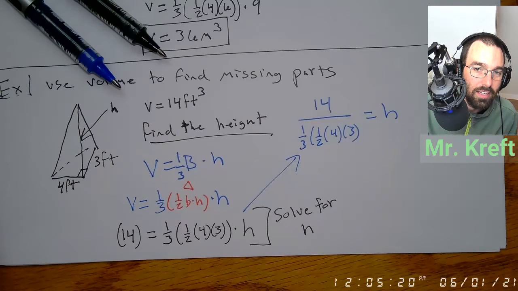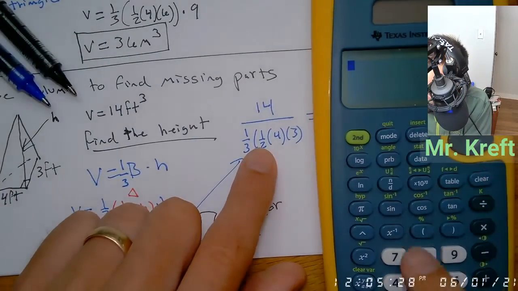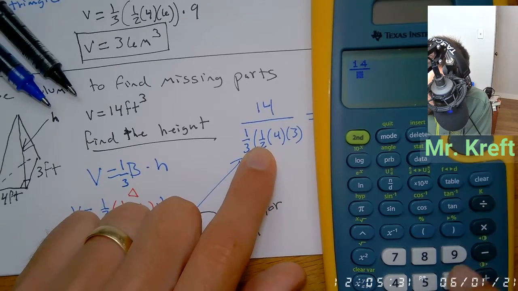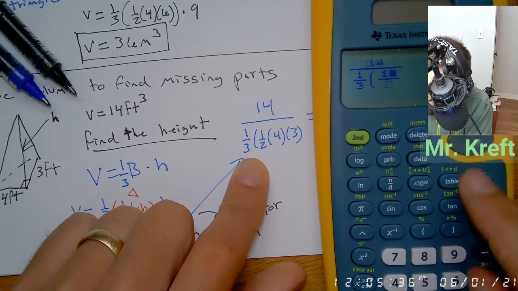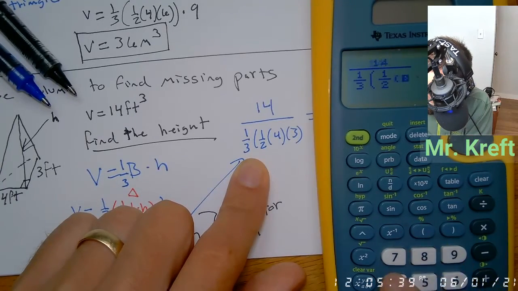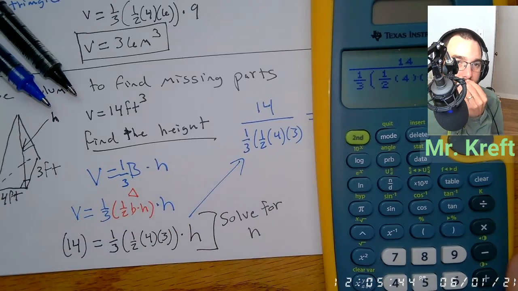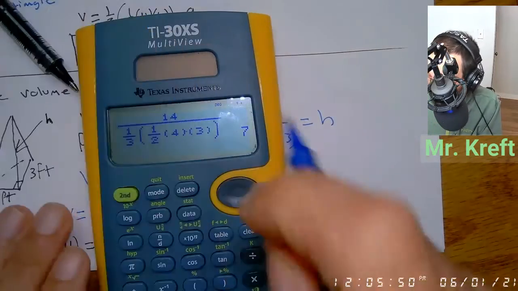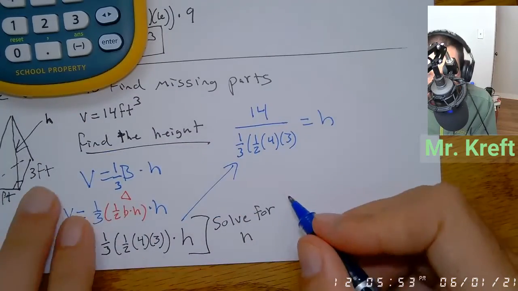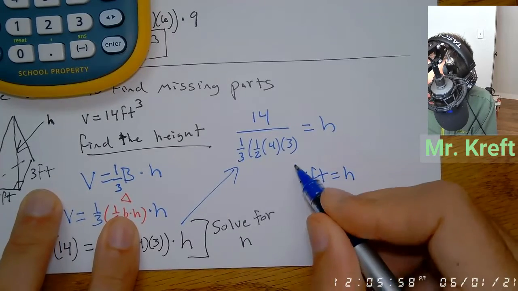Since it's all multiplication, I can just go ahead and multiply or divide, the opposite. So I take my calculator, and on the top I have 14, on the bottom I have 1/3, then times 1/2, then times 4, and then times 3. Let's see what we get. I get 7. Now I have to have the correct units. So 7 what? 7 feet. So my height is 7 feet.